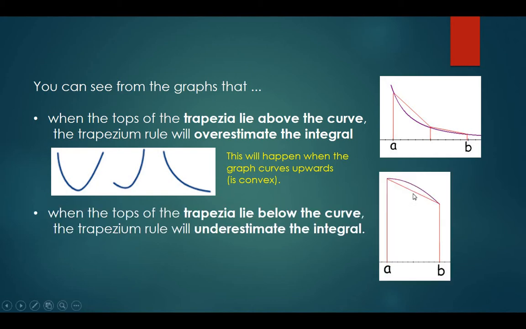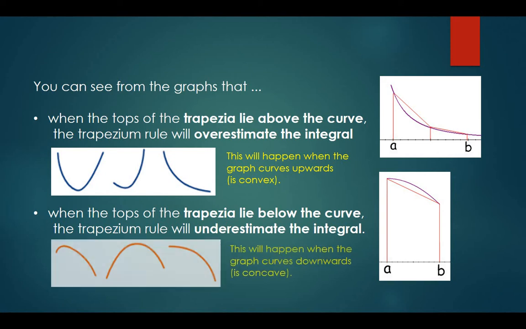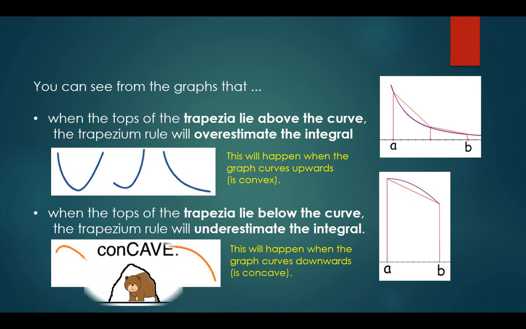However, if the trapezia lie beneath the curve, then we're going to get an underestimate of the overall integral. That has to be true for every trapezia to be able to tell that we're going to get an underestimate of the integral. This always happens when the curve itself is curving downwards. So if the gradient of the graph is always decreasing, we have a downwards curve, and we call that concave. Again, you'll learn more about convex and concave later in Year 13. The way I remember concave is a little cave with a bell in it.